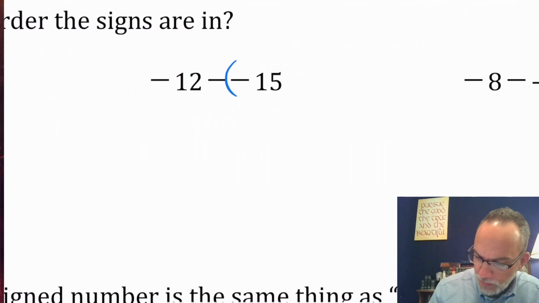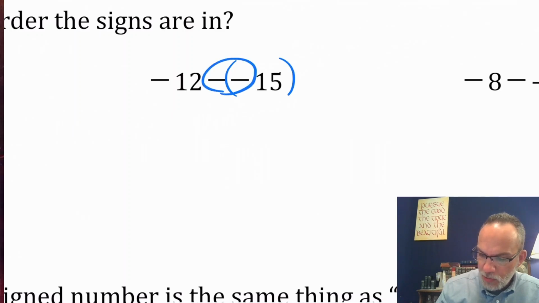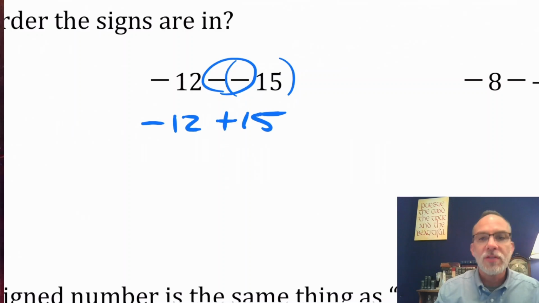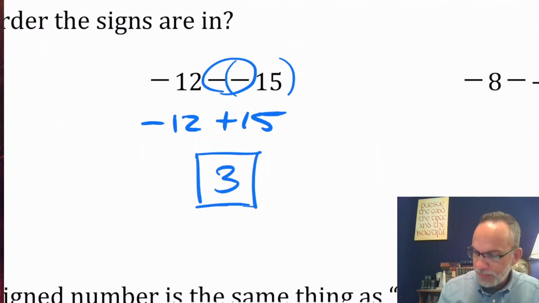The next one, negative 12 minus a negative 15. And it wouldn't matter if there was a parenthesis here. It kind of means the same thing, so don't let that bother you. First step is to combine those two signs into one: negative 12 plus 15. Are the signs the same or different? They're different. Find the difference: 3. What's the sign of the answer? Positive, but we don't have to write it, so we just leave it as 3.